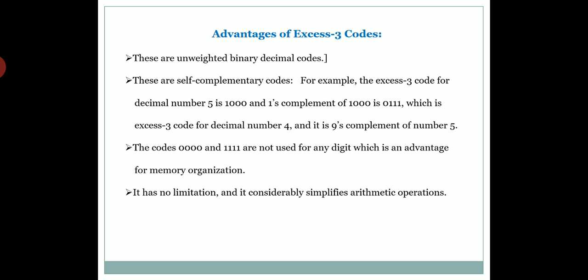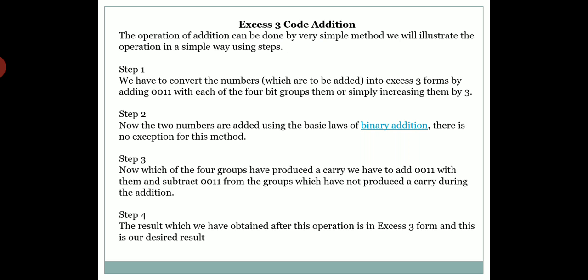So that is the self-complementary property of the code. The codes of 4 zeros and 4 ones are not used for any digit, which is an advantage for memory organization. It has no limitation and it makes arithmetic operations considerably simple. These are the advantages of XS3 code. Next, we are going to XS3 code addition.